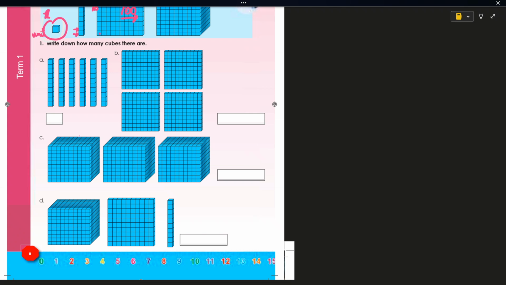Okay, let's go to the first question, 1A. What type of shape have we got here? Have we got a unit, a 10, 100, or 1,000? What shape can we identify here? We clearly see that this shape is exactly the same as this shape right here. That means we've got a 10.